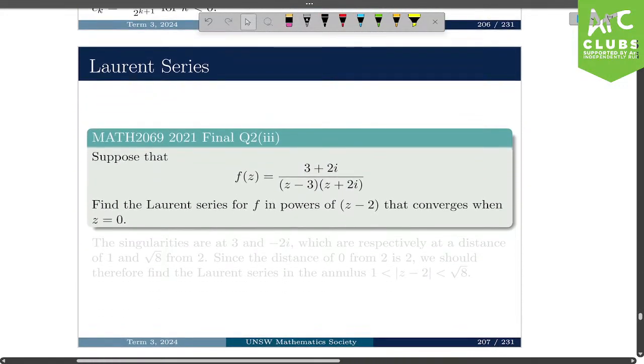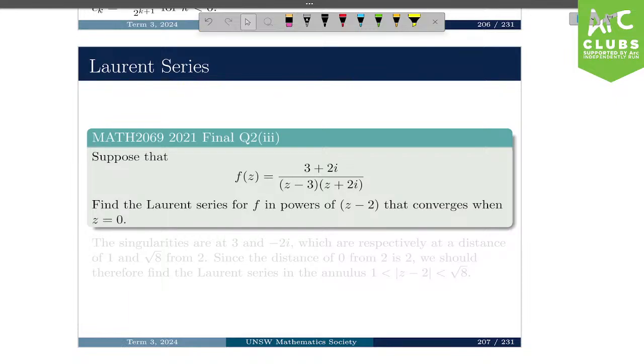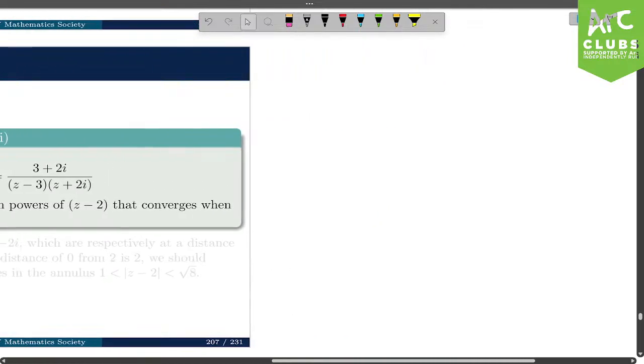Alright, so we have another question. Let's think about this. So suppose that this is our function, find the Laurent series for f in powers of z minus 2 that converges when z equals 0. Okay, let's think about this. Powers of z minus 2.